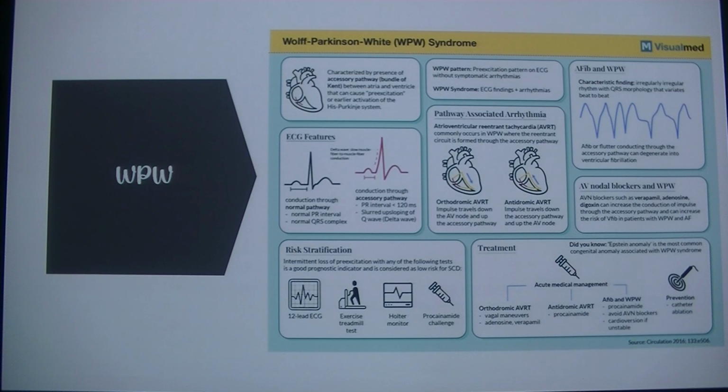So what you're going to find is you're going to find this delta wave, or this slurring of the QRS right here. The slurring of the R wave right here. So the PR interval less than 120 milliseconds, slurred upsloping of the Q wave, the delta wave. That's going to be your defining of the WPW.